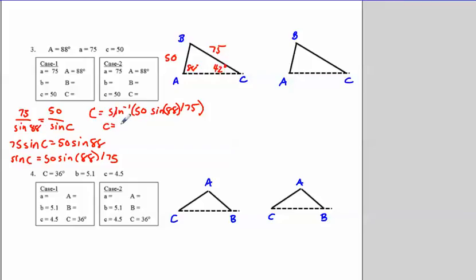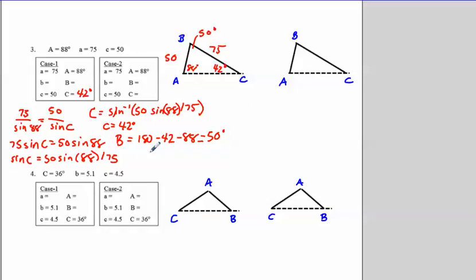And that goes right here. And then I'm going to subtract 42 and 88 from 180 to find angle B. So angle B is 180 minus 42 minus 88, which is going to be 50 degrees. So here's 50 degrees. And now I need to solve for side B.